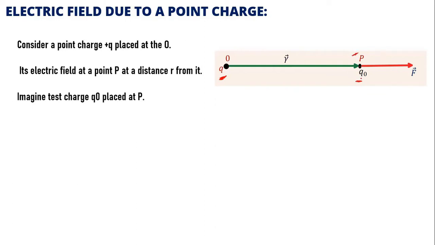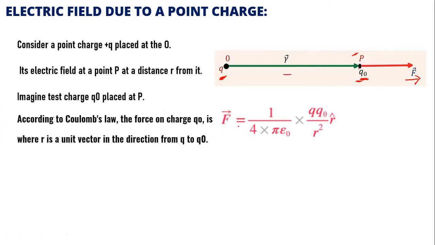So we have to place a test charge of vanishingly small magnitude at the point P. Now naturally this Q naught will experience a force in this direction. Why? Because they are of similar nature. So it will experience a force in this direction. Now the separation between Q and Q naught is r. Now, what will be the Coulomb's force experienced between this Q and Q naught? We already know that it is 1 upon 4 pi epsilon naught, Q Q naught by r square, times the unit vector r, which is pointing from O to P.